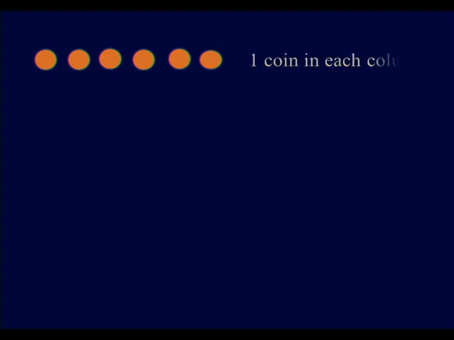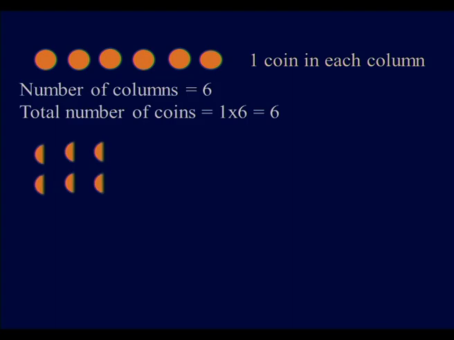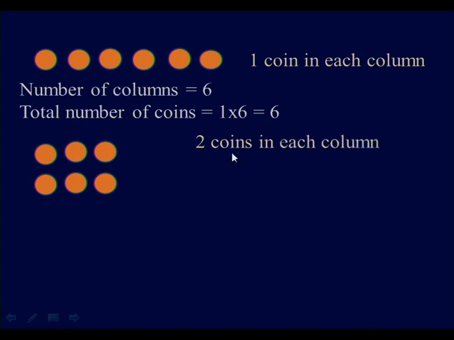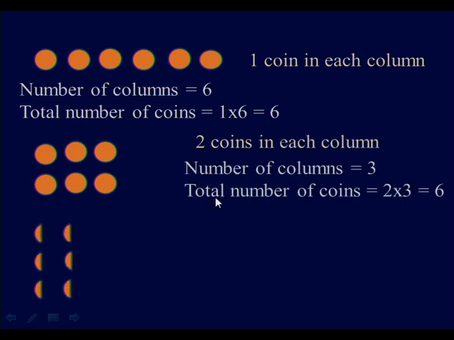Here we will take 6 coins and arrange them in different ways. So, here we have taken 6 coins arranged in 6 columns and here we have 1 coin in each column. So, number of columns are 6, total number of coins is equal to 1 multiplied by 6, that is equal to 6. The next arrangement, we have 3 columns. Here as we see 1, 2 and 3 columns and we have 2 coins in each column. Number of columns are 3 and total number of coins is equal to 2 multiplied by 3, that is equal to 6.